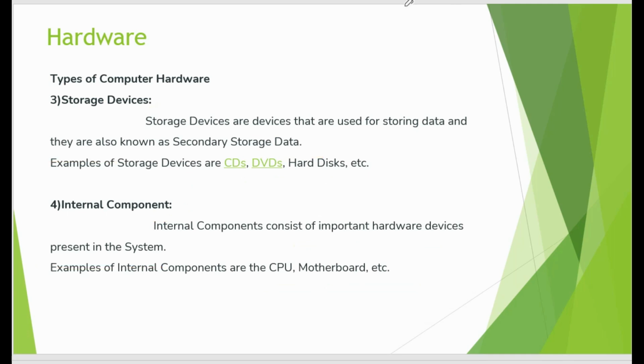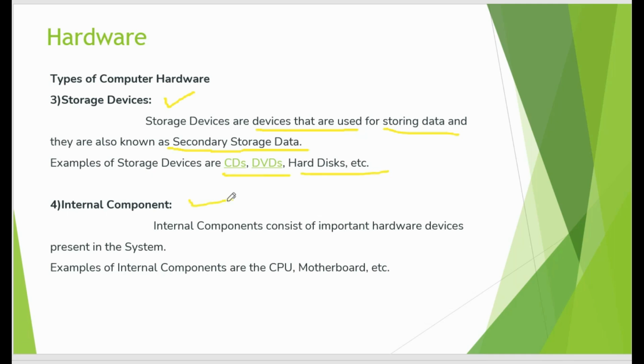Let us see the next part. The next part is storage devices. What is the meaning of storage devices? Storage devices are the devices used for storing data. They are also known as secondary storage. Primary storage is where we store temporary data, and secondary storage is where we save our documents for permanent purposes. Examples of storage devices are CDs, DVDs, hard disk, etc.